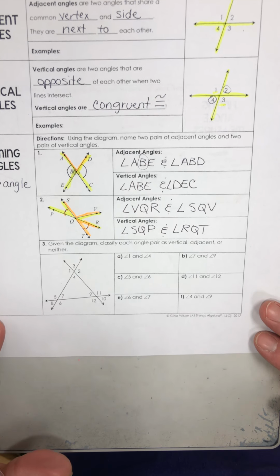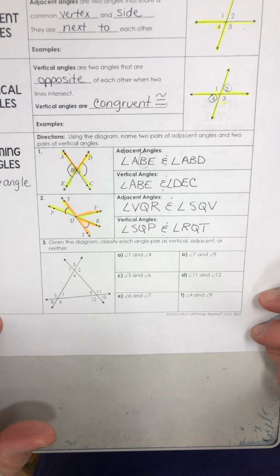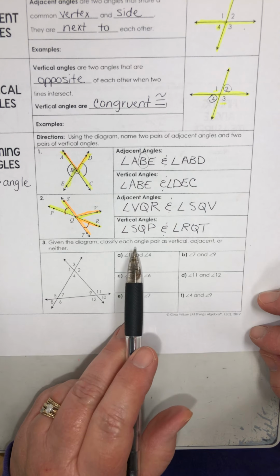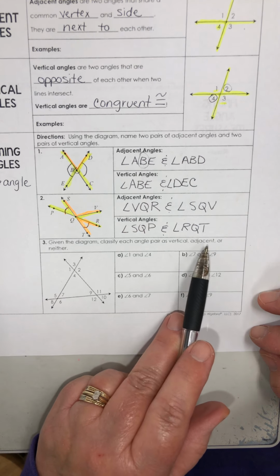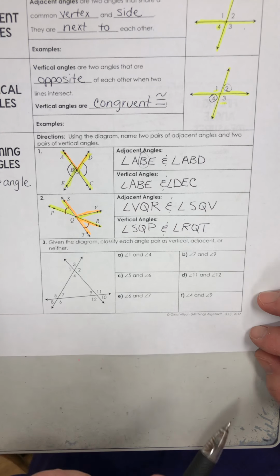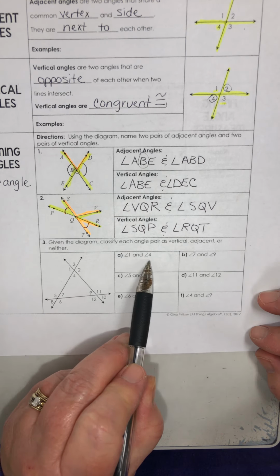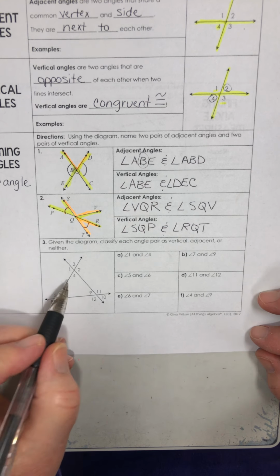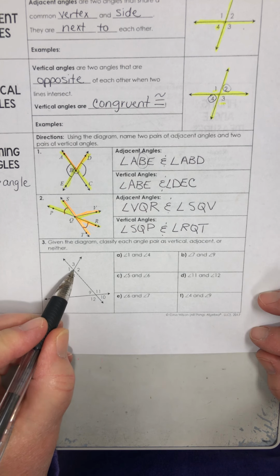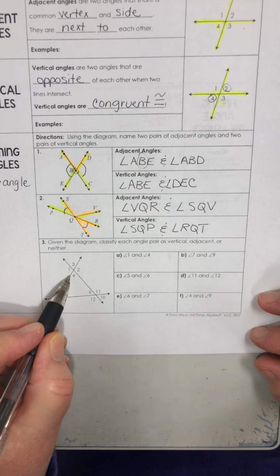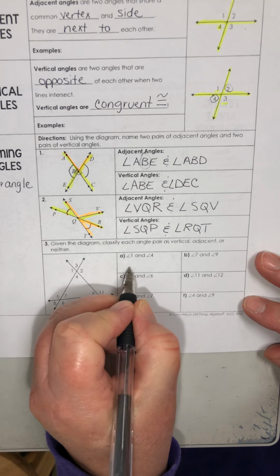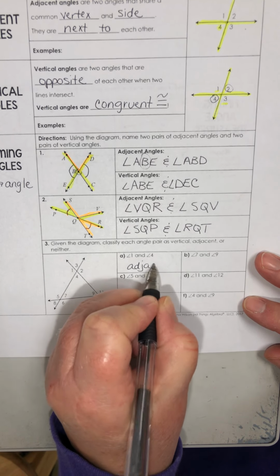Okay, now we have a new picture. It says we're going to classify each angle pair as vertical, adjacent, or neither. So starting out with numbers 1 and 4, angle 1 and angle 4. Here's angle 1 and here's angle 4. And you see where they share that side right there? That means that they are adjacent to each other.